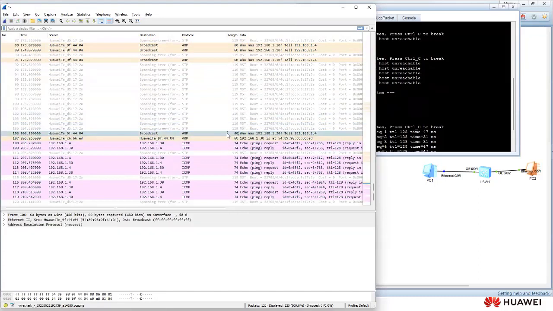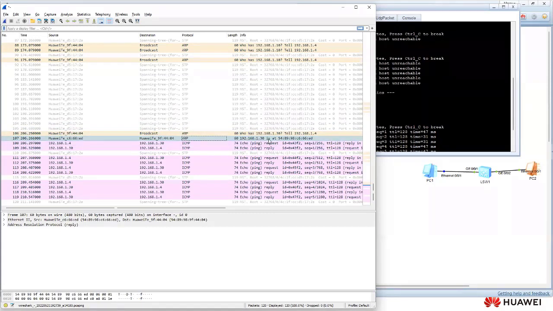You see? He starts by asking, who has .1.30? Please tell me .1.4. And then look here, the magic of networking. The other PC, the other side says, you're asking for .1.30, that is me, and this is my MAC address. So it tells him, that is me, and this is my MAC address. This is called an ARP request. This is called an ARP reply.